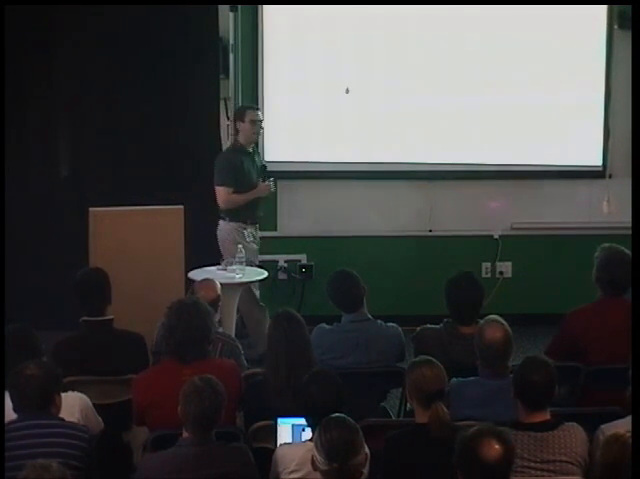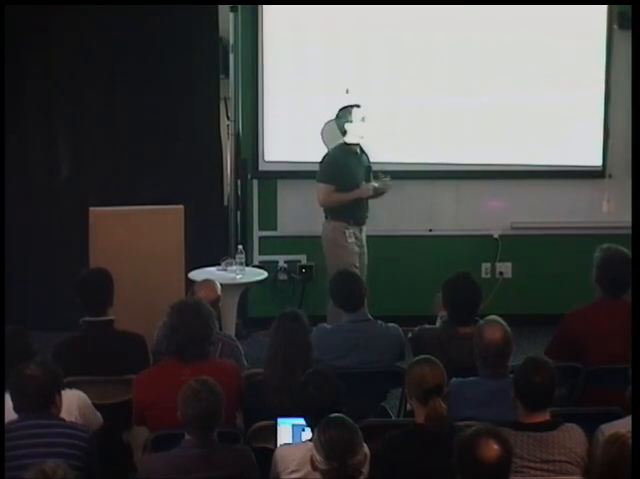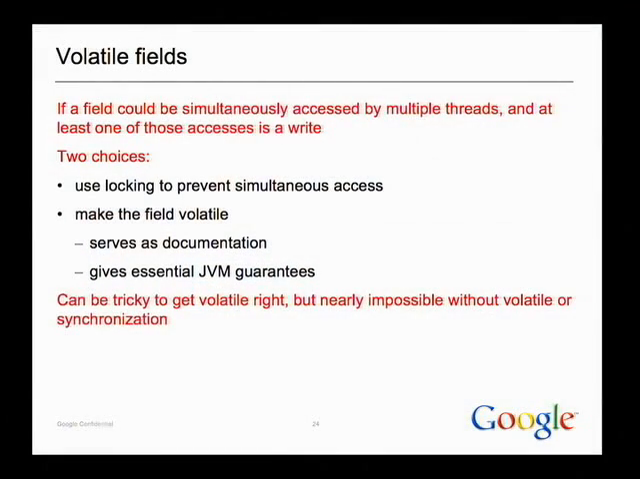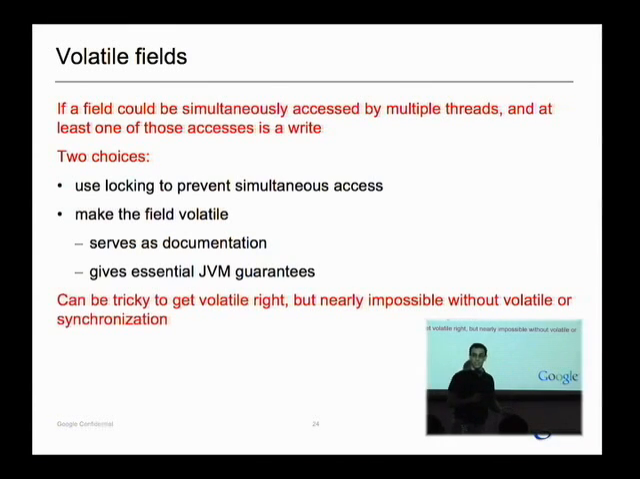I mentioned before this concept of data races. If a field can be accessed by multiple threads at the same time, and at least one of those accesses is a write, you should really access it within lock regions. You should really make sure that locks protect those accesses to those fields.